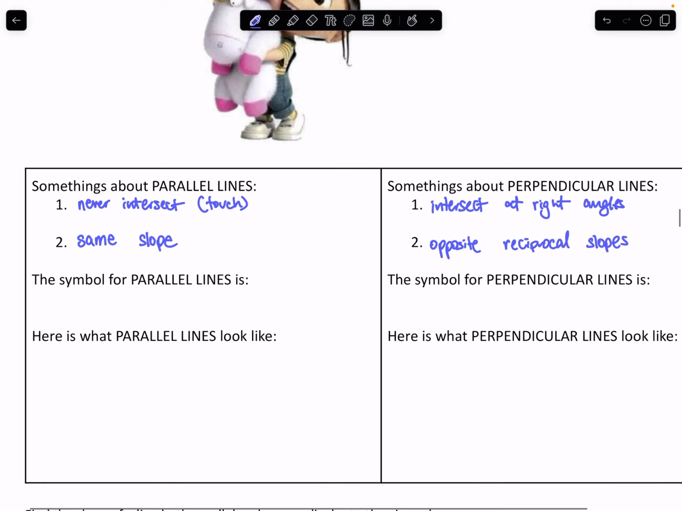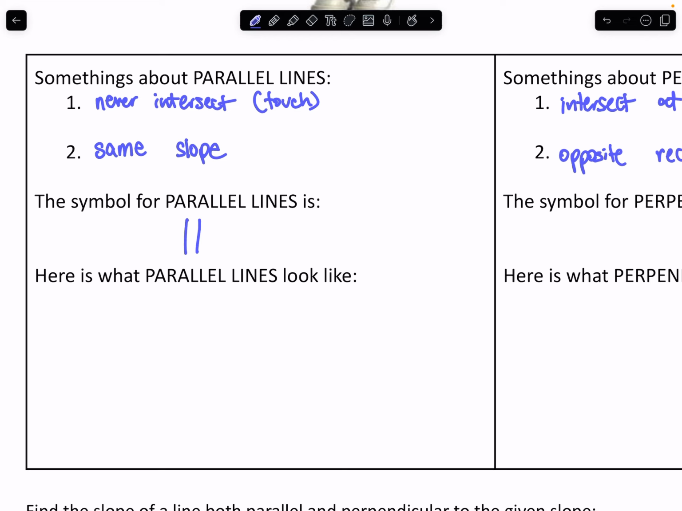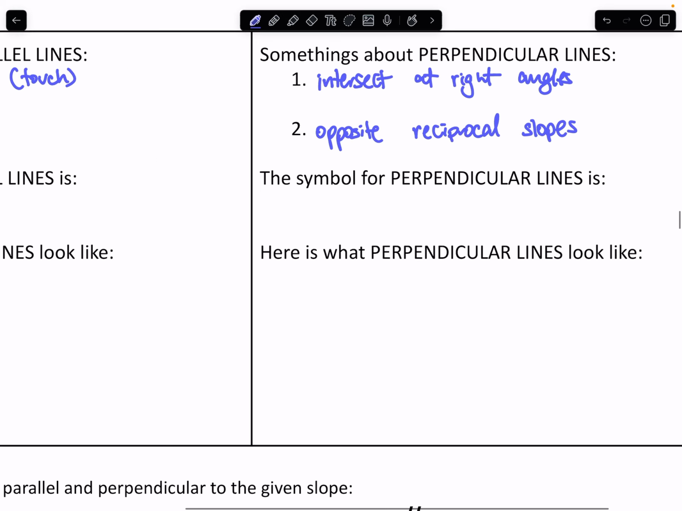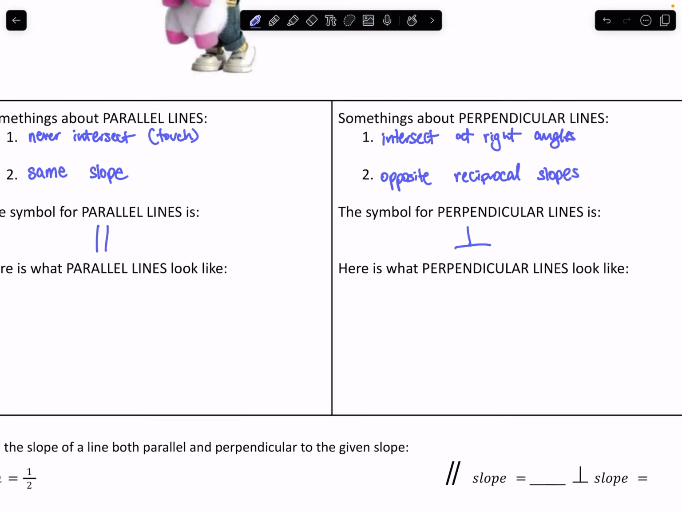Next, the symbol for parallel lines is going to be these two railroad tracks. This symbol represents parallel lines, which kind of look like railroad tracks because all railroad tracks are parallel. This symbol right here means perpendicular. Why? Because it looks like an intersection and they cross at a right angle.